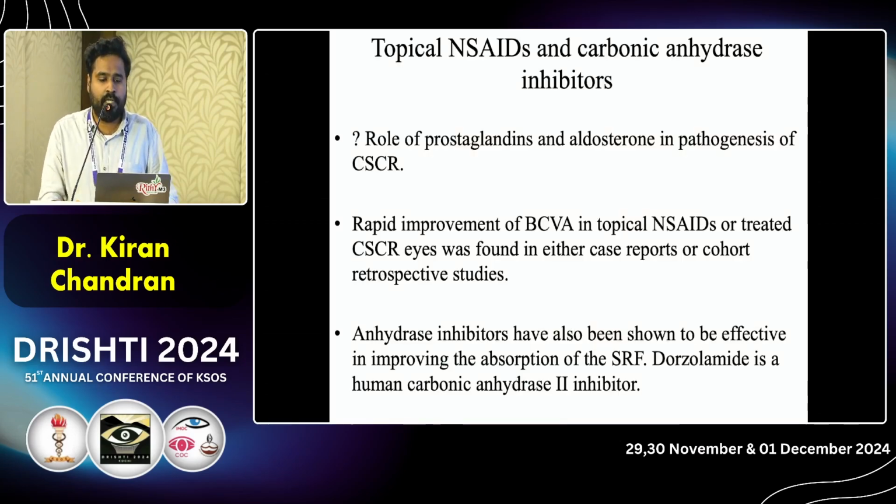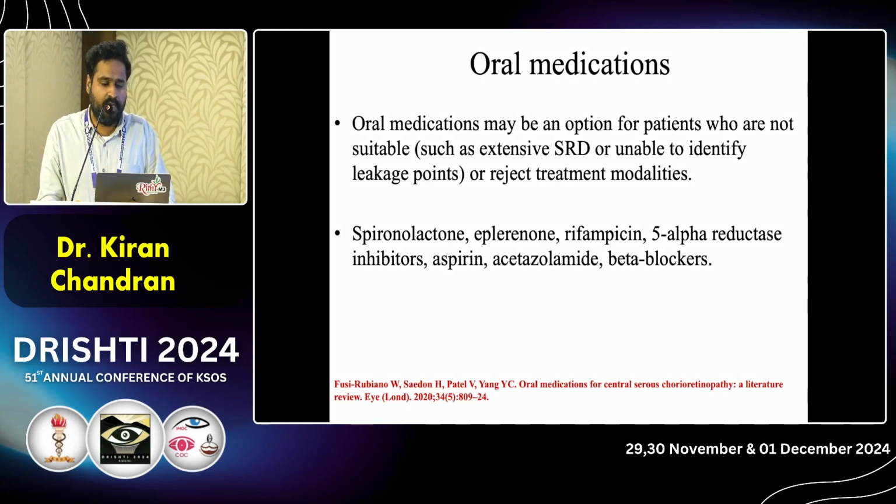The other pharmacotherapy options include topical NSAID agents like Nevanac, which we commonly give in these patients, hoping that it has some placebo effect. And carbonic anhydrase inhibitors such as dorzolamide also help in improving the absorption of SRF. Oral medications have also been tried in the form of eplerenone, spironolactone, etc., about which Jyoti sir will be talking on the pharmacotherapy of CSCR. But again, there is not much literature regarding these oral medications.